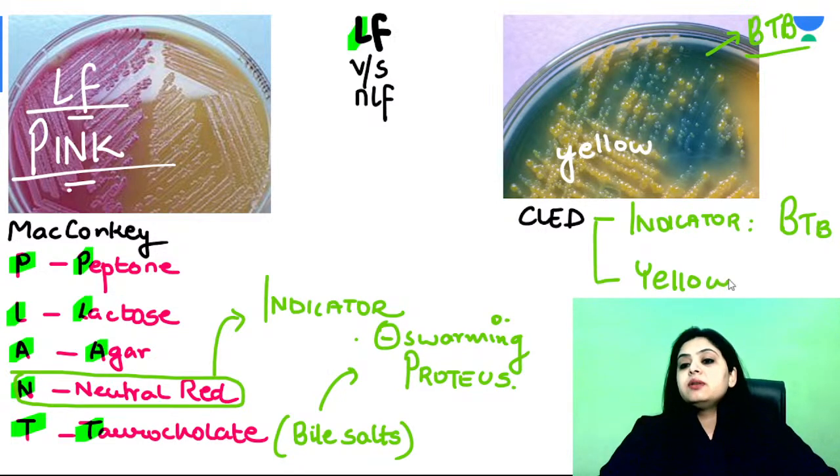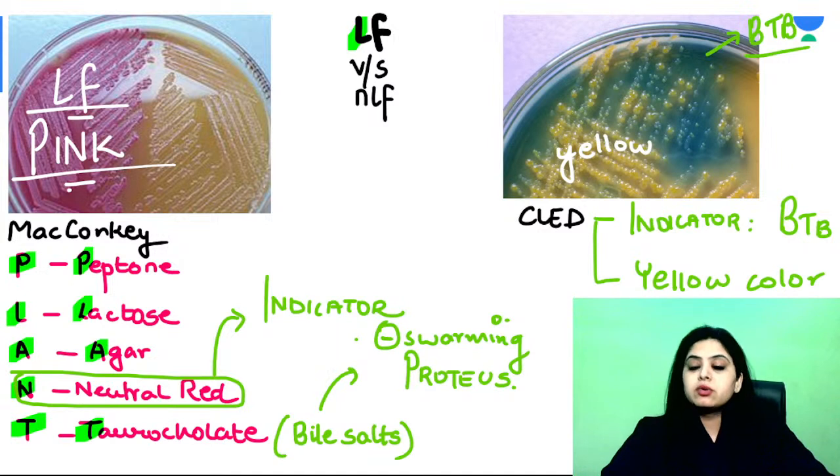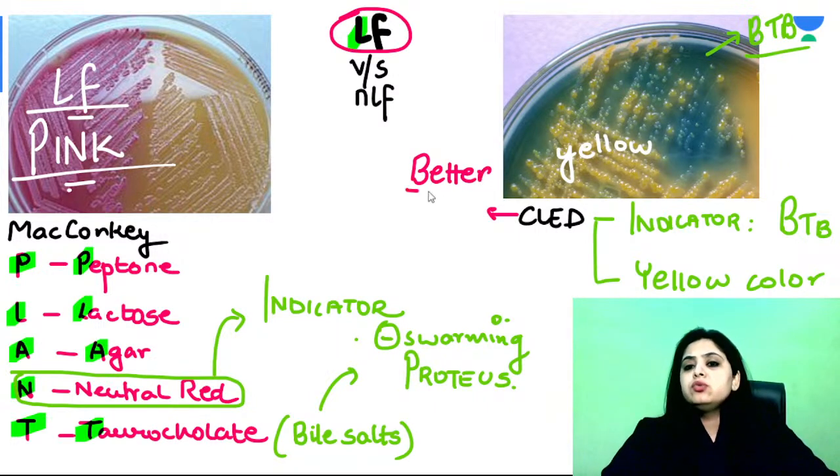The color that you will get will be a yellow color. Everyone's okay with this? So now everywhere after this, yellow, yellow, yellow. Only MacConkey was pretty pink. So now the next question is which of these are better? Because both of them are testing lactose fermentation. CLED is said to be better because in which situation are you using these two?